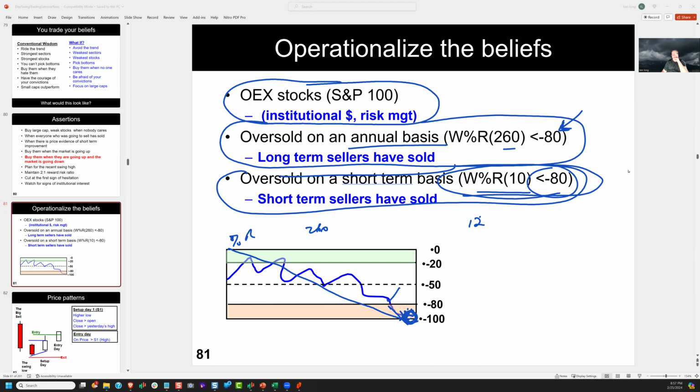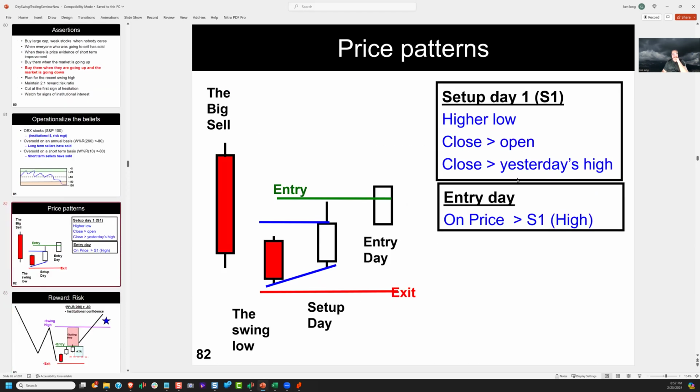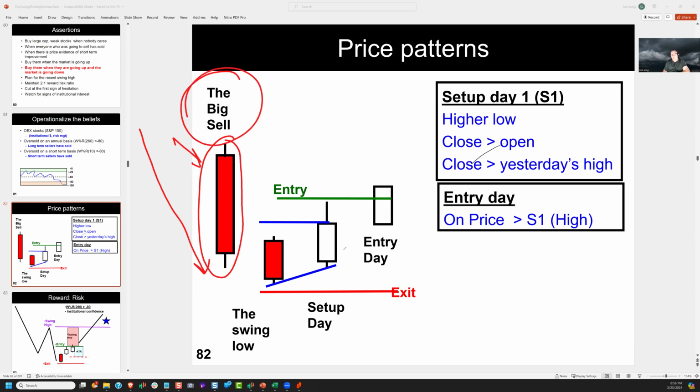Now, what does price improvement mean? Price pattern looks like this. Well, we're going to think of the big sell as all of the selling of the last year and the last 10 days that caused this thing to be oversold on an annual and a 10-day basis. I just have that represented as the big sell. And this is the last day of that big sell, and that little price right there is the swing low.